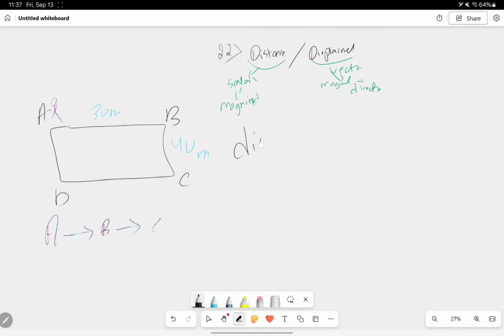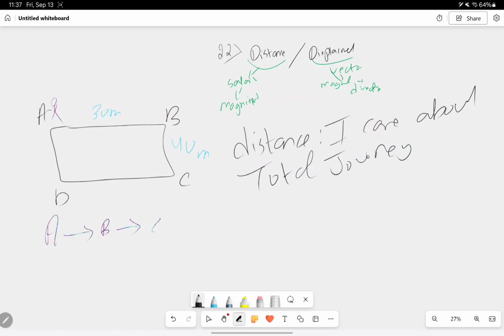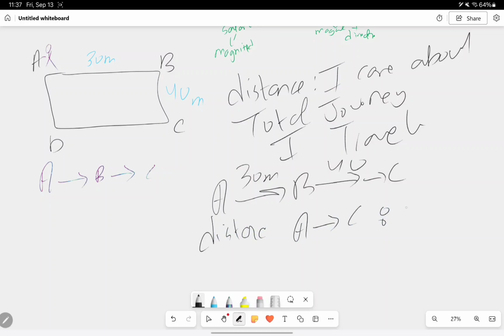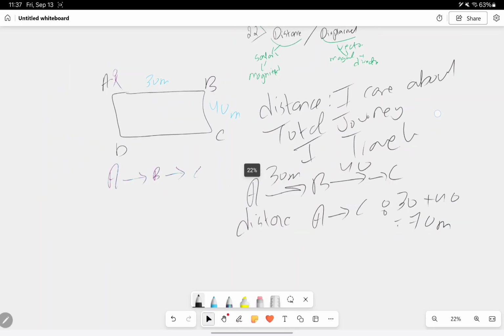So over here, what is the difference between distance and displacement? Distance means I care about the total journey I traveled. Let's say this guy moved from A to B, which is 30 meters. Then he moved again to C. He stopped at C. From B to C is also 40 meters. So the distance from A to C is going to equal 30 plus 40, which is 70 meters. That's what I mean by distance.